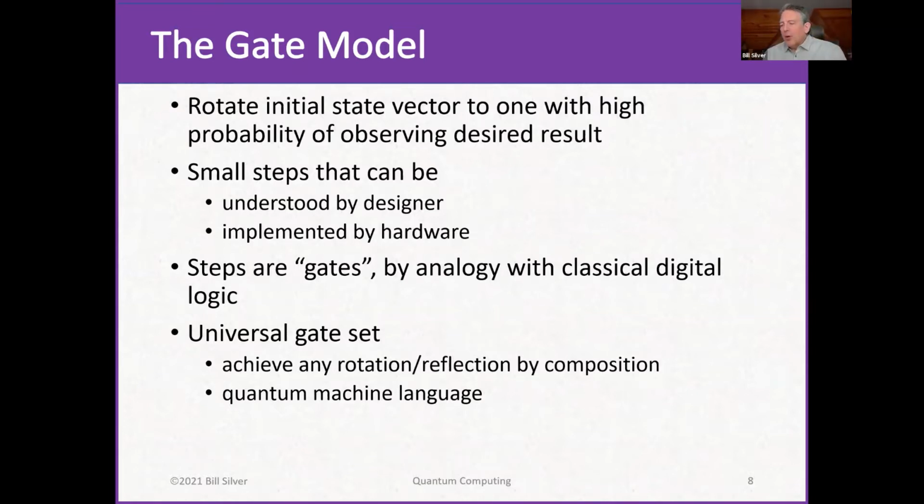And a quantum computer is called universal if it implements a set of gates, in other words, a set of small rotations that can achieve any possible rotation. You can think of this as quantum machine language. So that's kind of the summary of where we were.